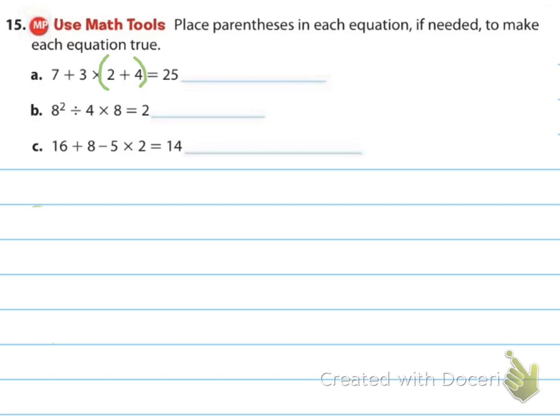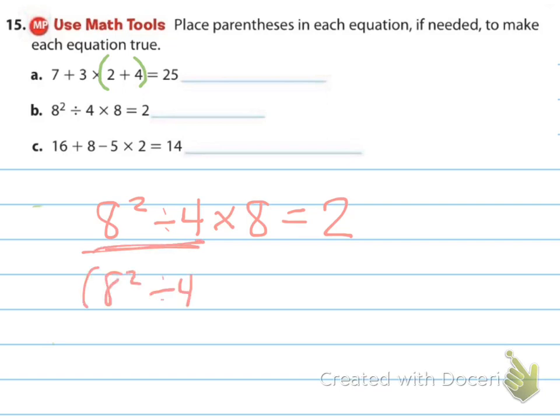Alright, for the next one, we've got 8 squared divided by 4 times 8 equals 2. So there's not a lot of possibilities here, so that's interesting to see. If we decide to put 8 squared divided by 4 in parentheses, we would have to do the 8 squared first, which is 8 times 8, which is 64, and then divide that by 4. 64 divided by 4 is going to be 16. Then I'm going to do 16 times 8, and that is not 2. So this is not going to work.